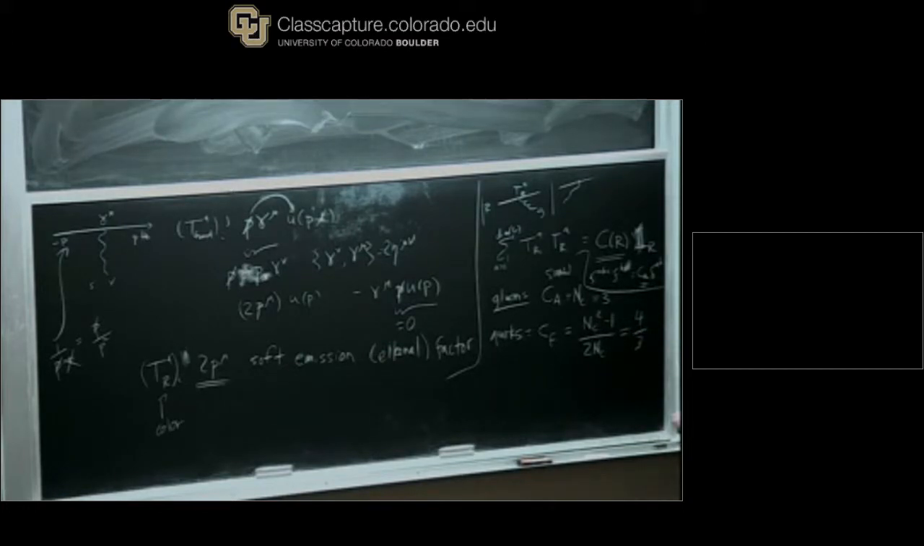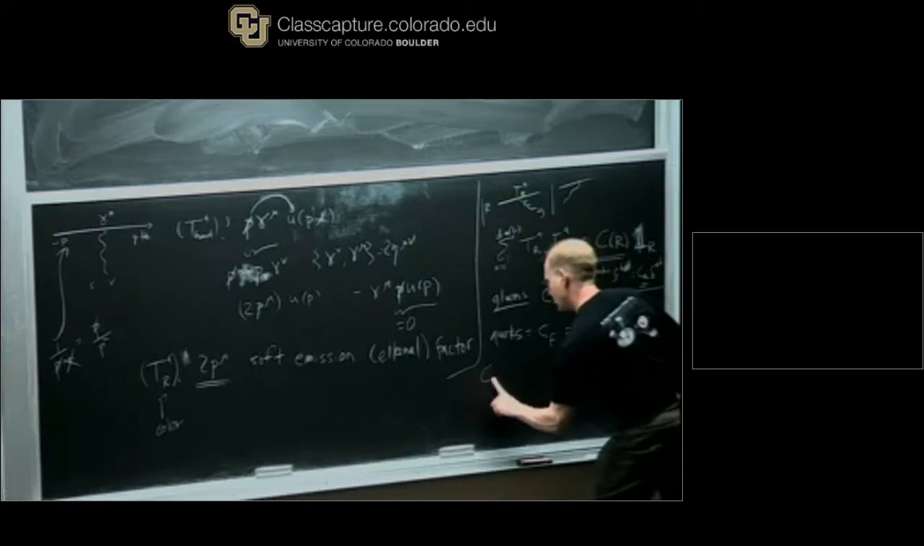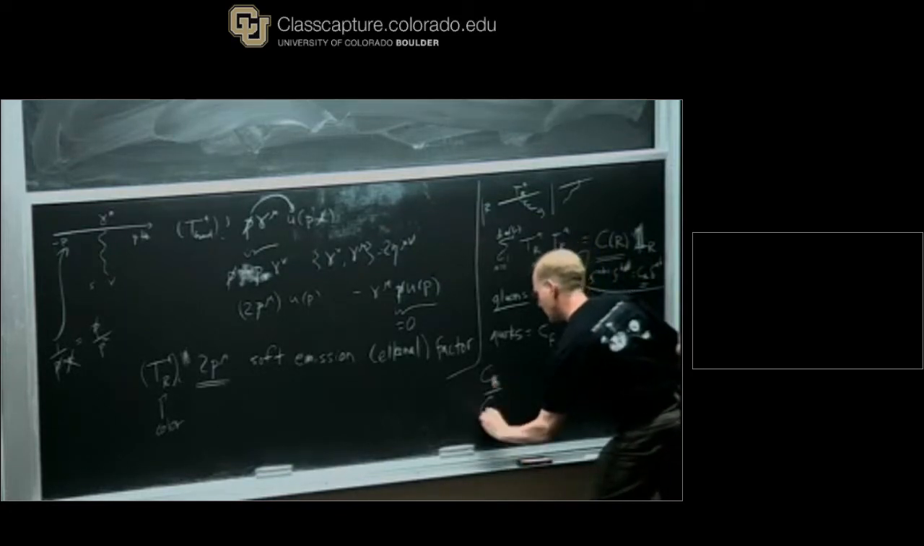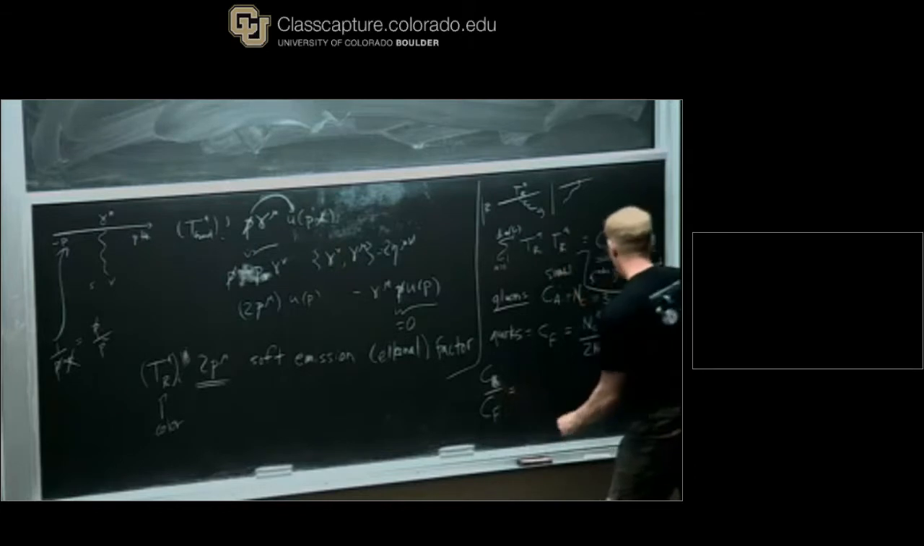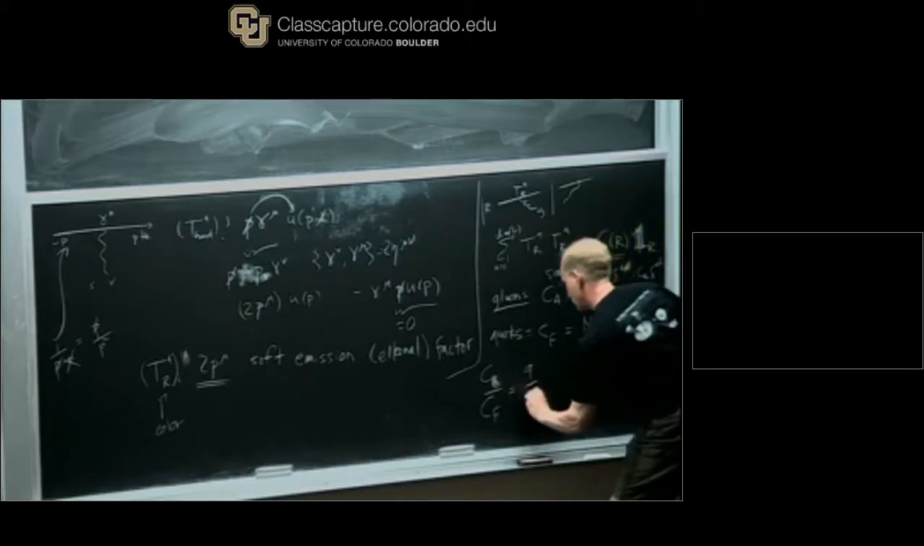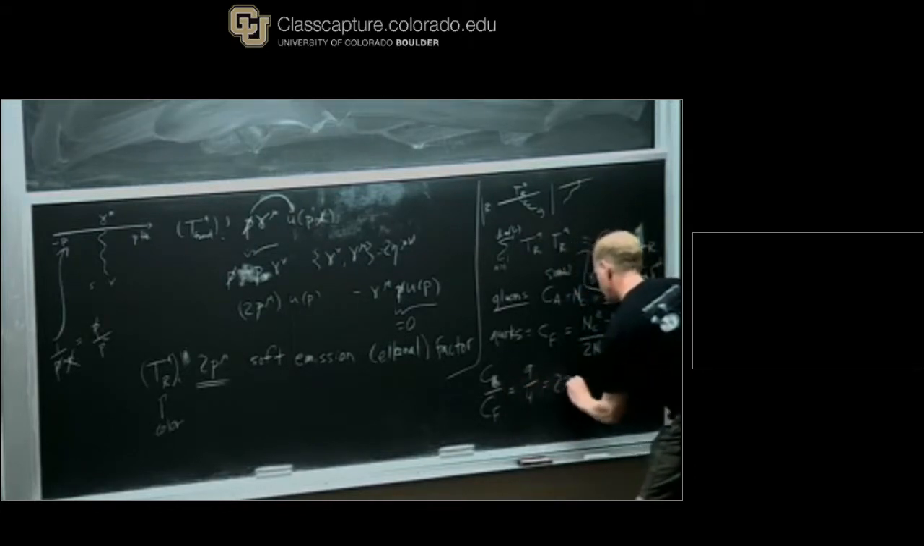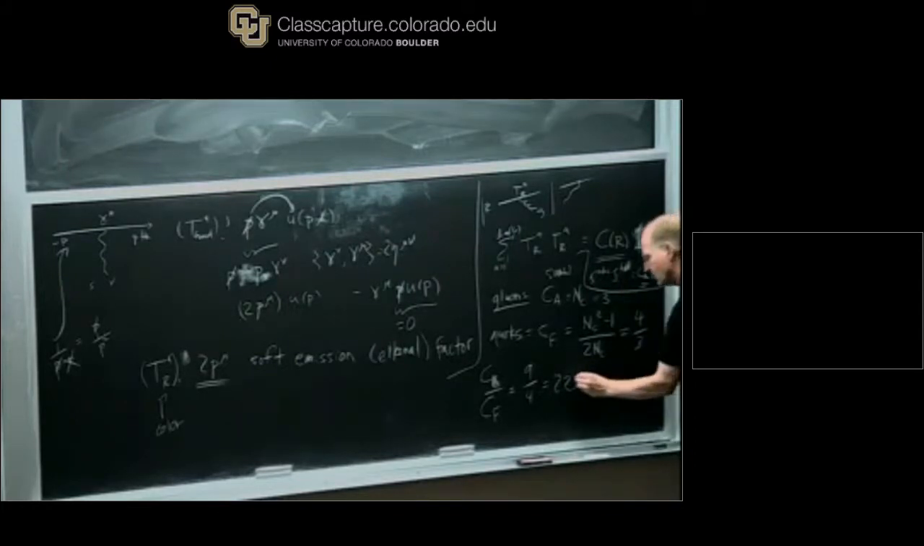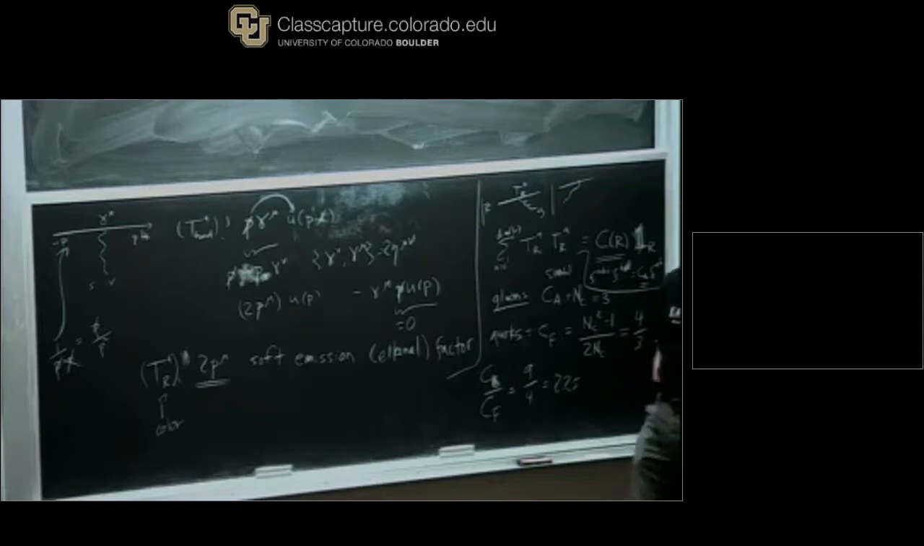So CA over CF is 9/4, or 2.25. So if everything else is equal, gluons like to radiate soft gluons at a rate which is a little over twice as much as quarks.